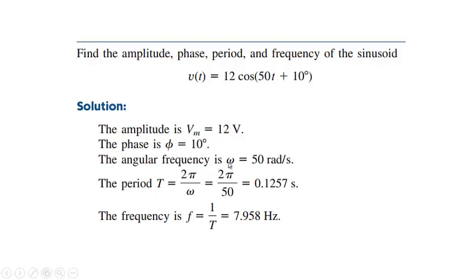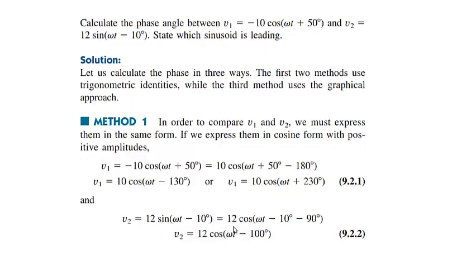The angular frequency omega is 50, because this is omega t, given over here. Omega is 50 radians per second. The time period will be equal to 2 pi by omega, that is 2 pi by 50. It comes out to be 0.1257 seconds. And the frequency is 1 by T, the reciprocal of this, that is 7.958 hertz. This is how we can calculate the different parameters of a sinusoid.